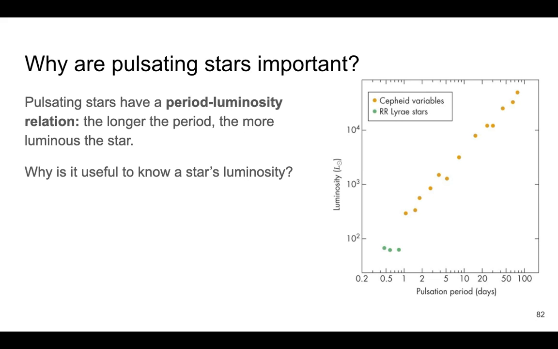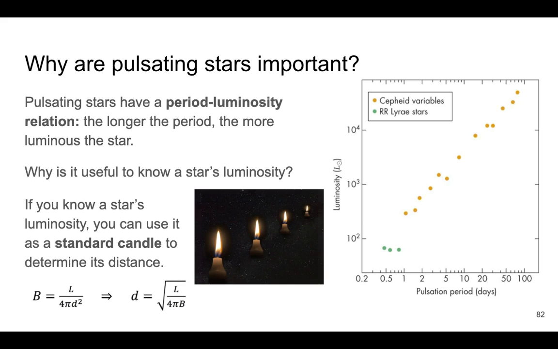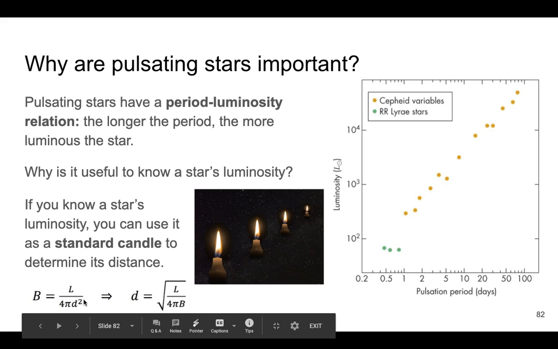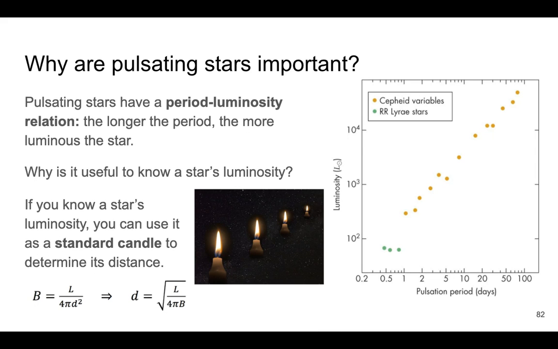Why is it useful to know a star's luminosity? Because if you know the star's luminosity, you can plug it into this brightness inverse square law formula and figure out the distance of the star. Remember, there are three variables going on here. Brightness, which you can just measure. Distance, which you want to know, but the stars are too far away to measure directly. And luminosity. The nice thing about these pulsating stars is that if you can figure out how long it takes them to go through these periods, that tells you the luminosity of the star.